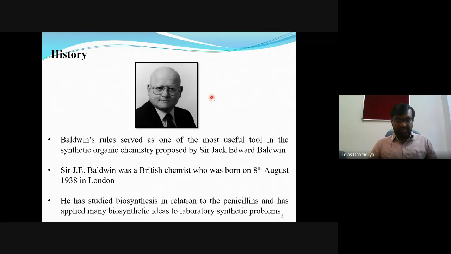He is Sir Jack Edward Baldwin. He was a gentleman who proposed for the first time certain kinds of rules, certain sets of guidelines for the synthesis of heterocycles. Certain rules he has proposed. Rules are much easier to understand. Once the concept settles in your mind, you will remember it for a longer period of time, and it is easy to remember.